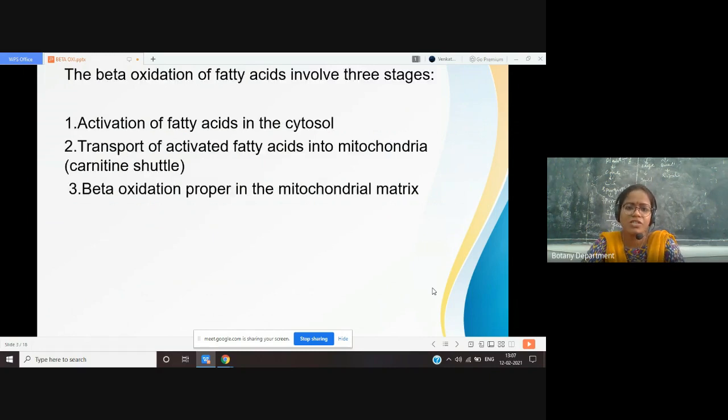The beta oxidation of fatty acids involves three stages, girls. Activation of fatty acid, transport of this activated fatty acid into mitochondria, and where the beta oxidation exactly happens. First, all the fatty acids are activated in the cytosol. Next, these activated fatty acids enter the carnitine shuttle. From the carnitine shuttle, they enter the mitochondrial matrix. So the whole cycle which we discussed just now will happen in the mitochondrial matrix of our cell.